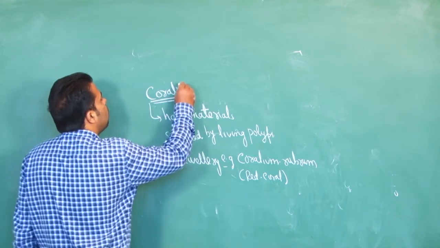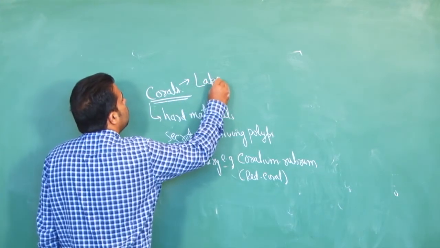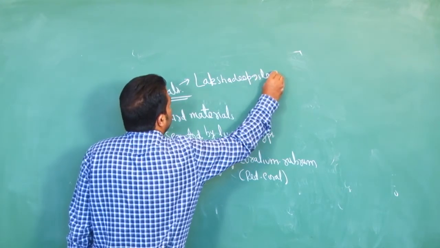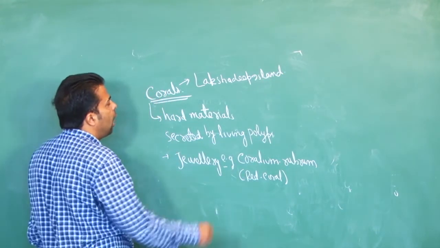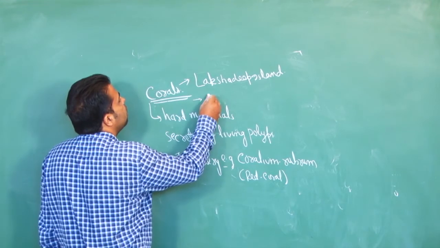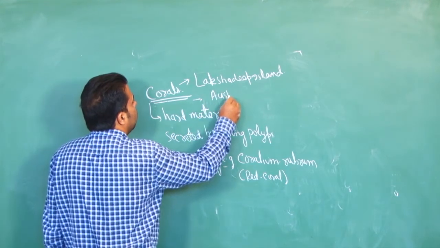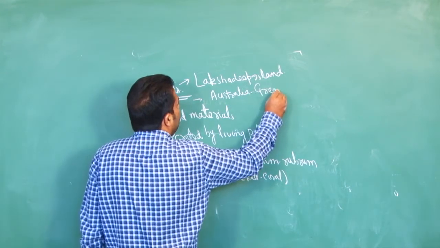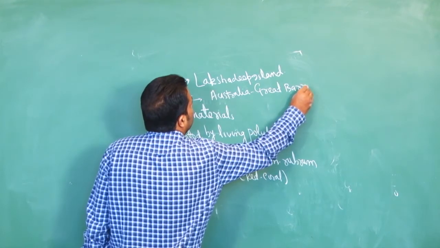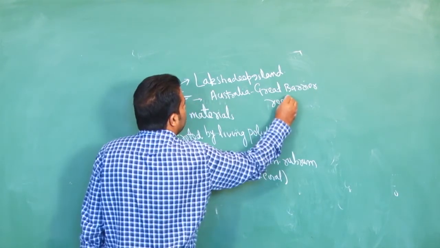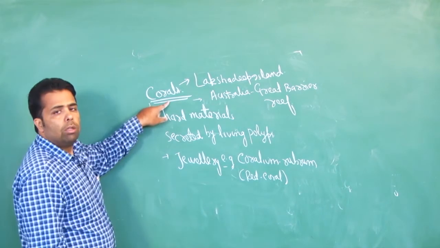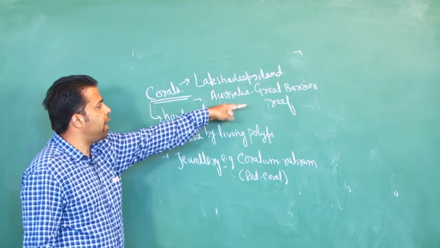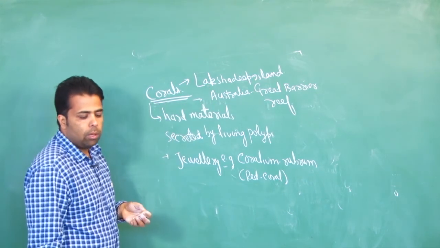Where are corals found in India? In India, they are found in Lakshadweep Islands. And the greatest coral reef is found in Australia. That's called the Great Barrier Reef. So in India, the corals are found in Lakshadweep Islands, and the biggest coral reef, called the Great Barrier Reef, is found in Australia.